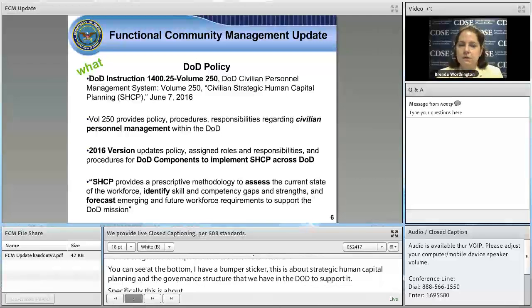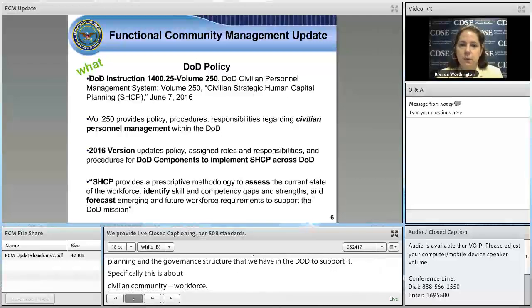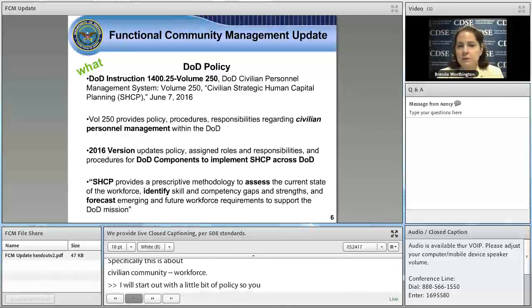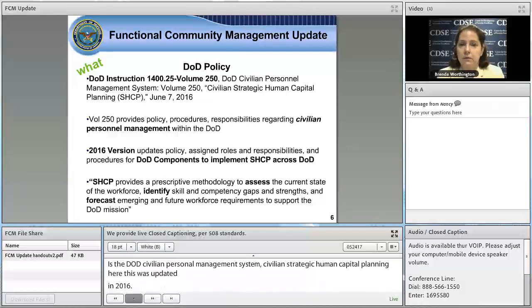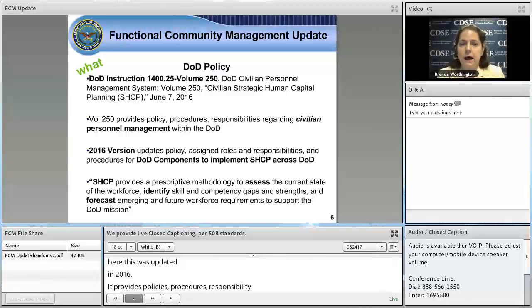Wanted to start out with a little bit of policy, so you know that there's a policy basis for this program. It's the DoD Instruction 1400.25 and specifically the volume 250. So you can see the title, it's Civilian Strategic Human Capital Planning. The volume 250 is fairly new. We're happy to say updated in 2016. So for a DoD policy, that's pretty darn current. It provides those policies and procedures, guidelines about civilian personnel management. And specifically, the 2016 version highlights very specifically for how DoD components are to implement this program.